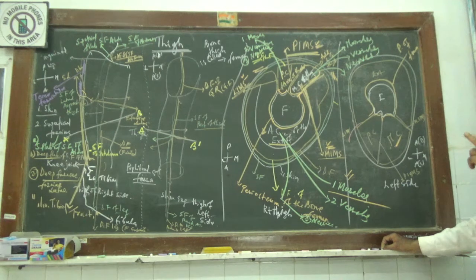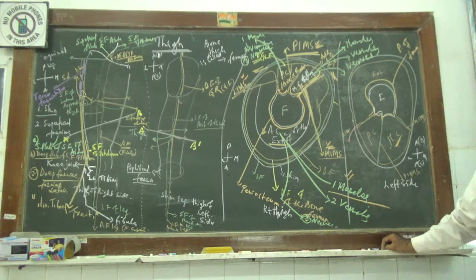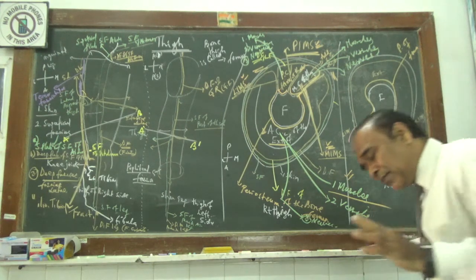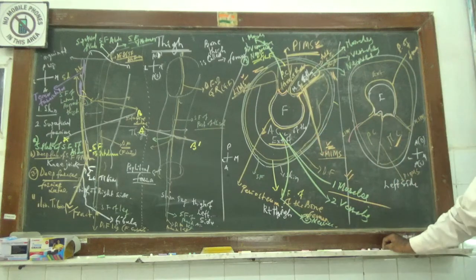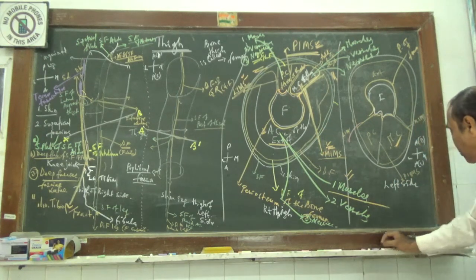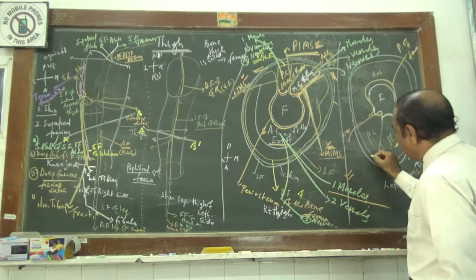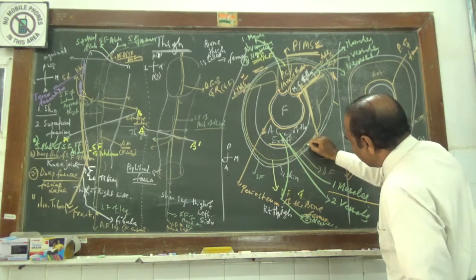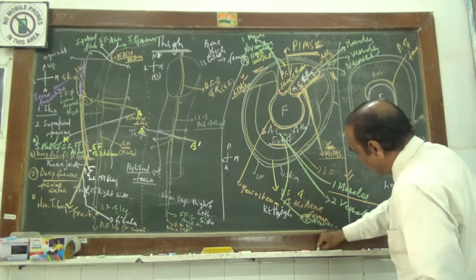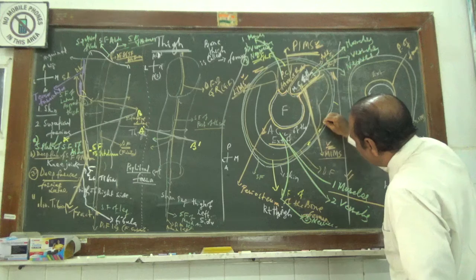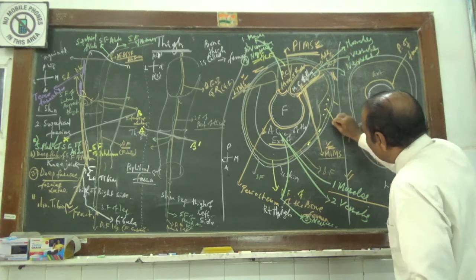Superficial fascia of the abdomen. But you have to understand that the superficial fascia of the abdomen has two flaps. One is the superficial layer and another is the deep layer. And then in between the superficial fascia and the deep fascia of the thigh, there will be fat.